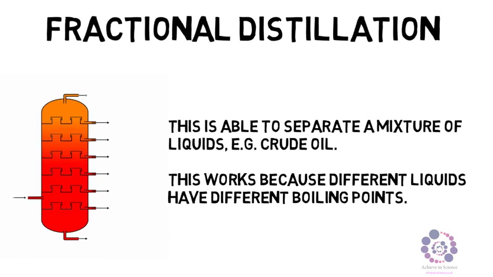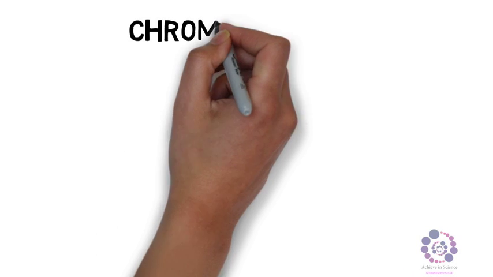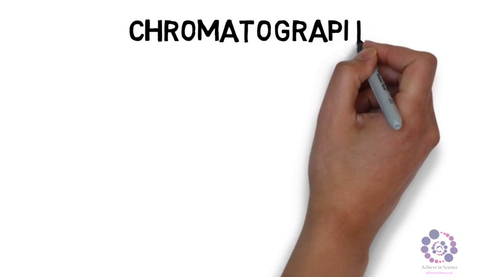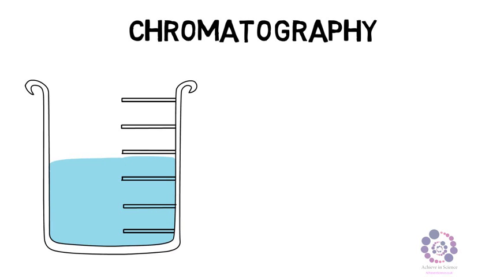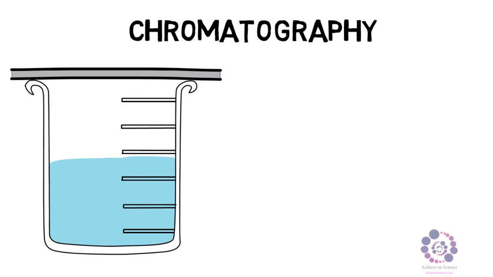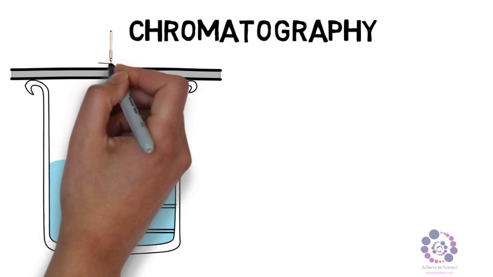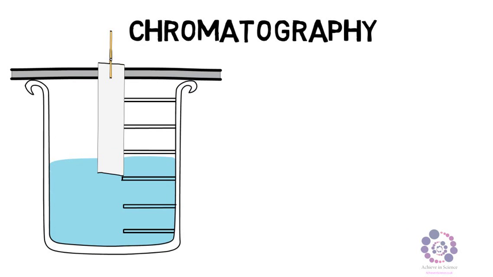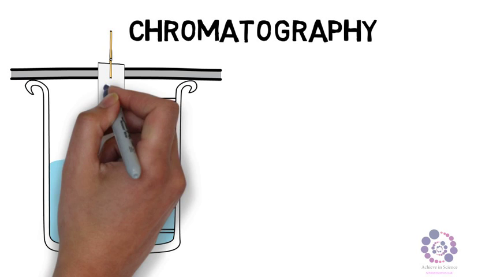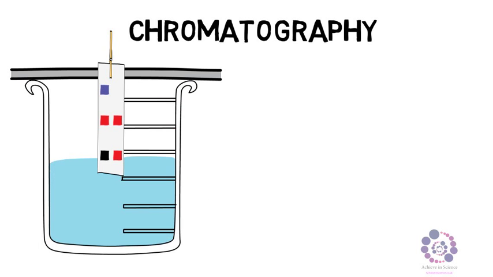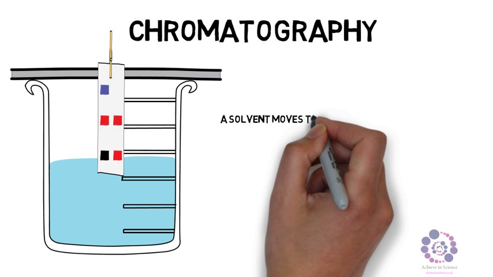Next, we can use the process of chromatography. Again, there is a separate video that details this process. Within this process, a solvent moves through the paper, the chromatography paper. As it moves, it will carry different compounds different distances. The distance travelled depends upon the attraction for the paper and the solvent.